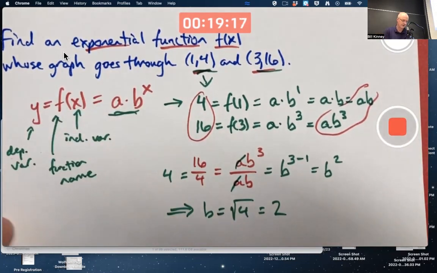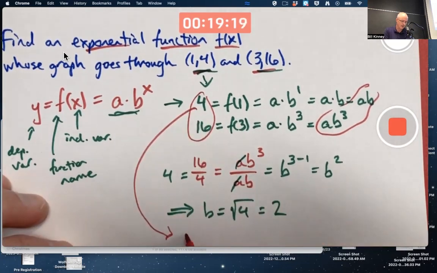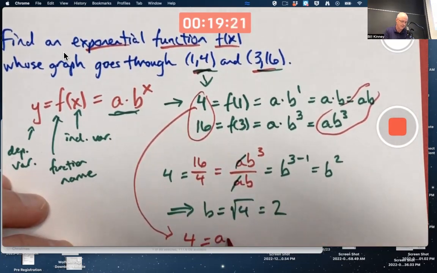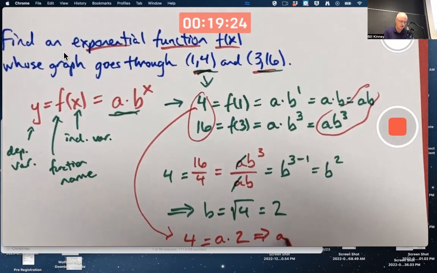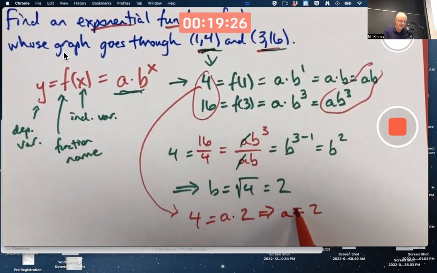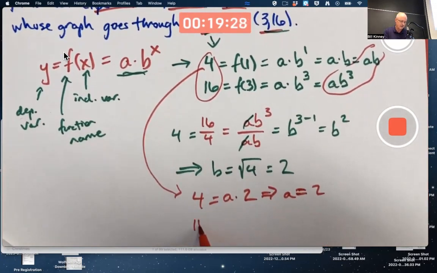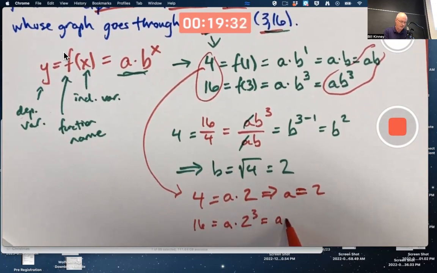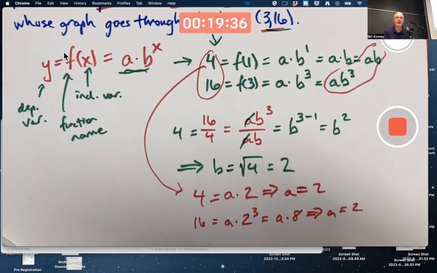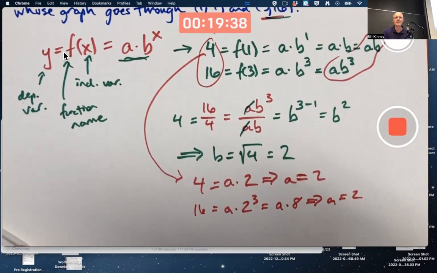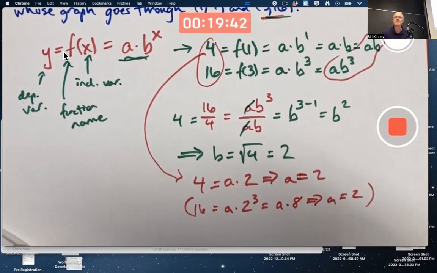Then you can go back to either one of these equations and solve for A. They should give you the same answer. If you use the first one, you'll get 4 equals A times 2. So A is also 2. If you use the second one, you would get 16 equals A times 2 cubed, A times 8. So once again, A is 2. You don't have to do both things. I'm just illustrating that you get the same answer either way. I'll put that one in parentheses.